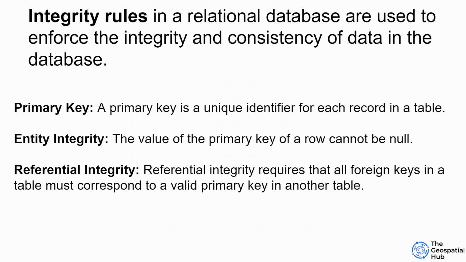And the third rule is about referential integrity. Referential integrity basically helps to ensure that the relationships between tables are maintained and that the data is consistent between related tables. For example, if a record with a foreign key is deleted, the referential integrity rule can be set to either cascade the delete to the related record or prevent the delete from happening at all, just to maintain data consistency.